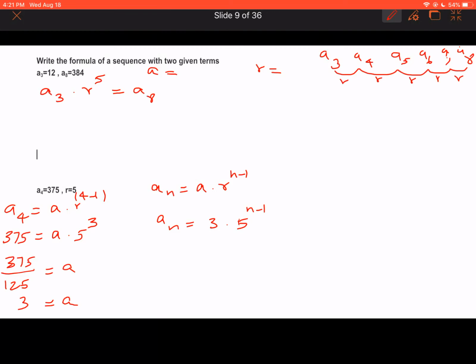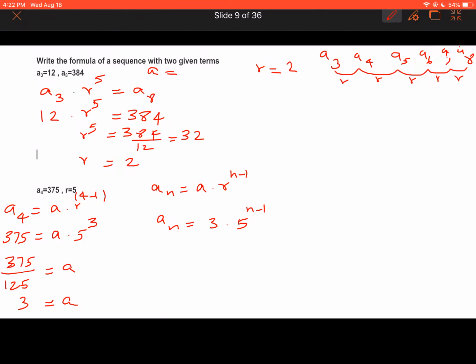So here we know the value of A3, which is 12 r to the power of 5, and A8 we also know. So r^5 is equal to 384 by 12, which is going to be 32. So r power 5 is 32, which means r is going to be 2. 2 times 2 times 2 times 2 times 2 is going to be 32. So we have found the value of r.